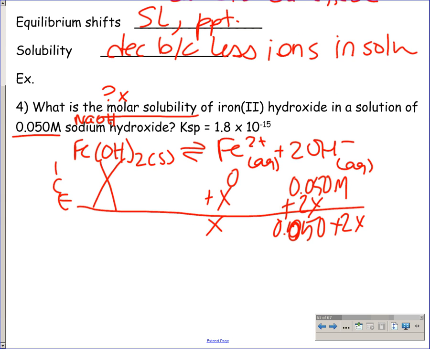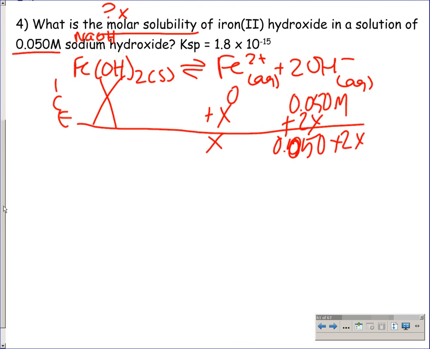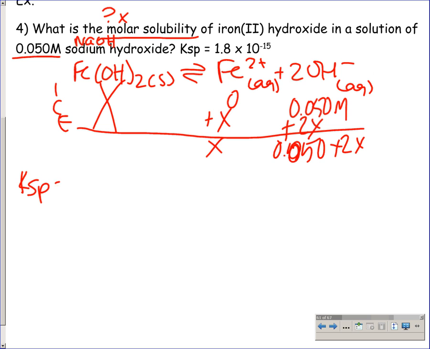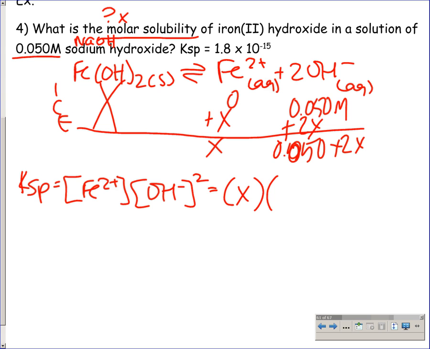We know how to set it up. Let's set it up first. I'm going to go up just a teeny bit here. Ksp, give me the setup without the X's involved. Times. Okay, so then all we're going to do is plug in our equilibrium values because K always is at equilibrium, so you have to use that. So we're plugging in X here and what here? 0.05 plus 2X. Ooh, squared. Ooh, what kind of formula? We're probably going to have to use a solver for this.